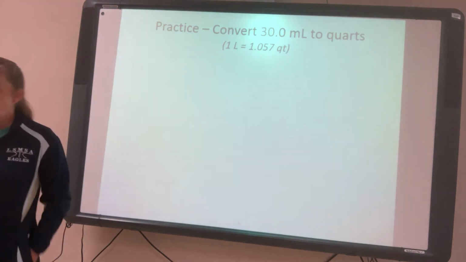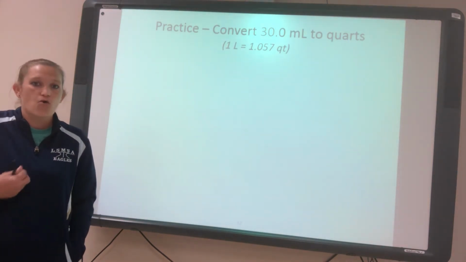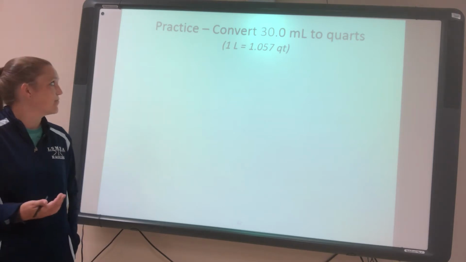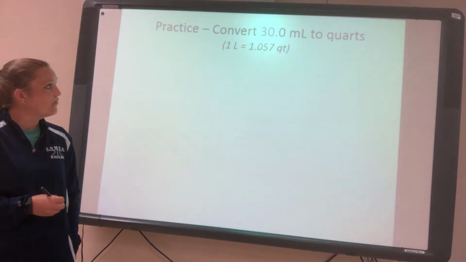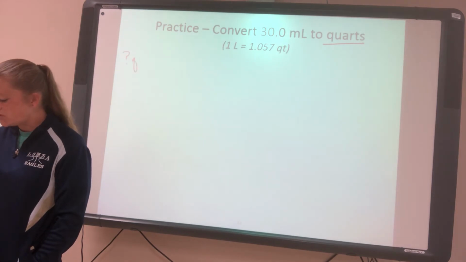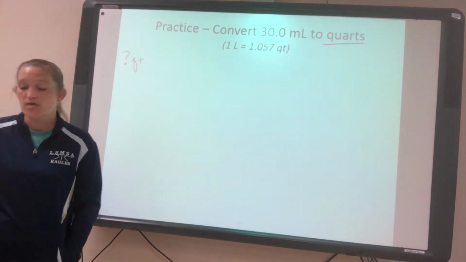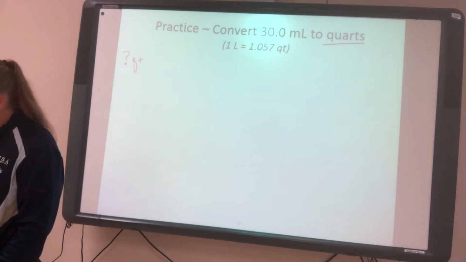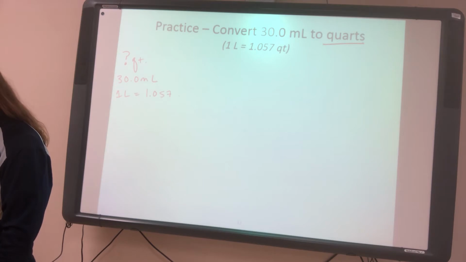How I want you to approach every problem is to ask, what am I looking for? Here, I'm looking for quarts, so I'm trying to find my final answer in quarts, which is QT. Then the next thing to ask is, what did they give me in the problem? Write down anything they give me. They told me it was 30 mils, and they gave me this conversion: 1 liter is equal to 1.057 quarts.